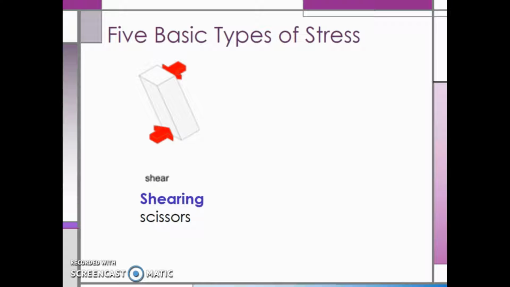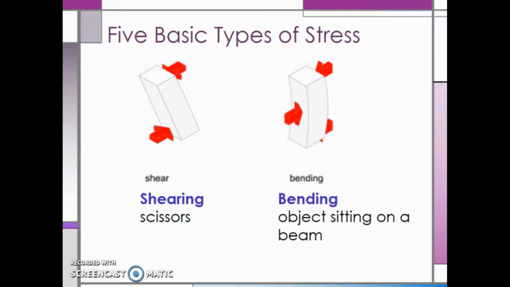The fifth type of stress is bending. In bending, you might have two ends of a one-dimensional object applying a force in one direction, and then you have a force in the center acting in the opposite direction. An example of bending might be a closet rod sagging under the weight of clothes on the hangers, or an object sitting on the middle of a beam suspended on both ends.